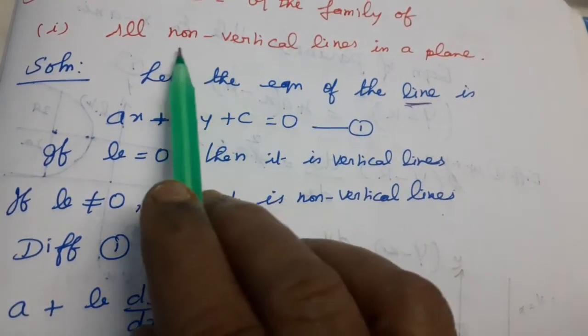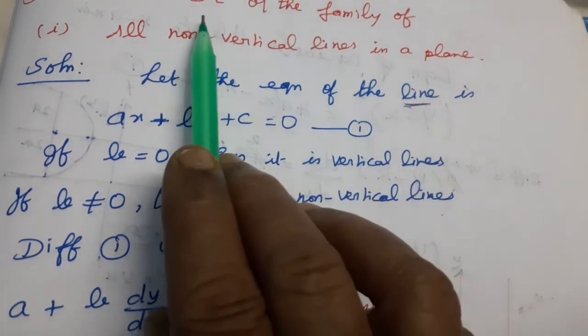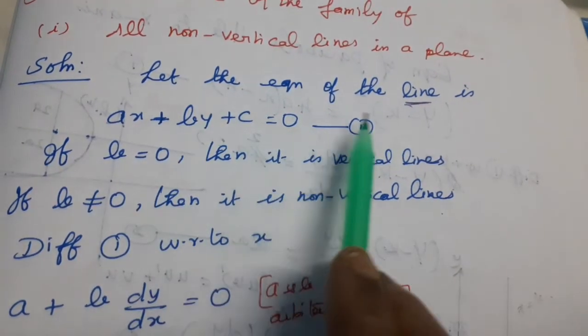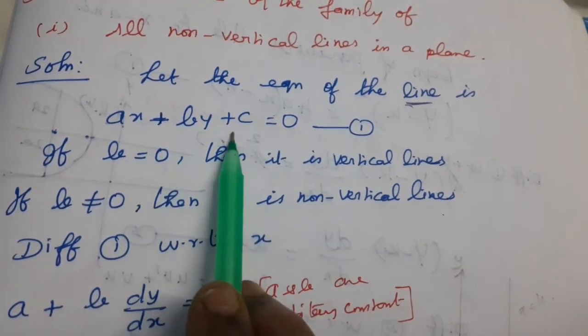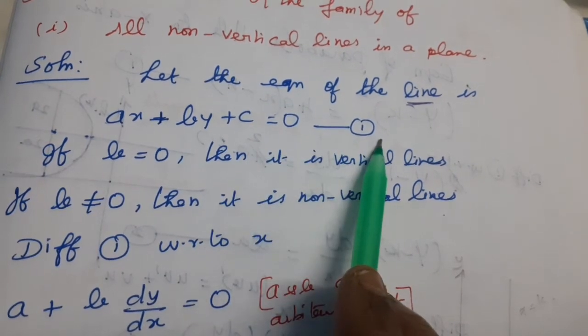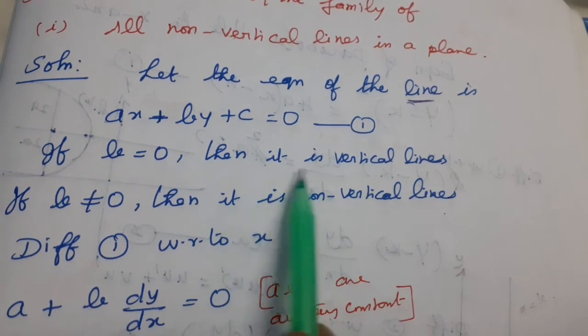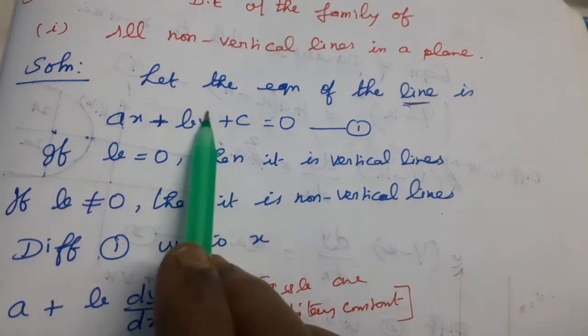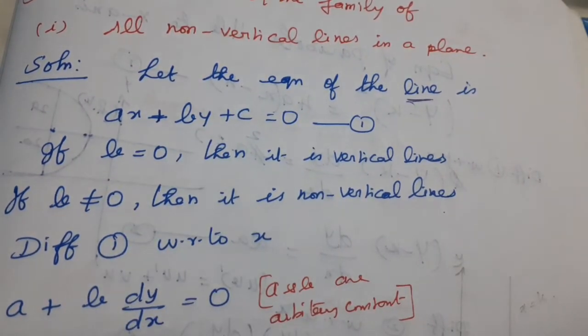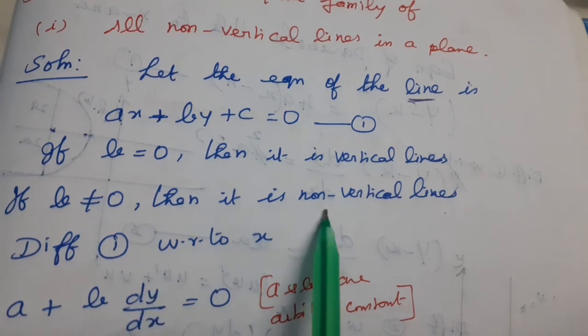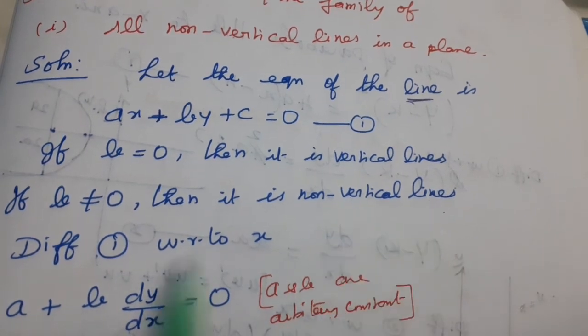What are we going to frame? For all non-vertical lines in a plane we are going to differentiate. Let the equation of the line be ax plus by plus c equal to 0. If b equal to 0, then it is a vertical line. If b not equal to 0, then it is a non-vertical line. So differentiate.